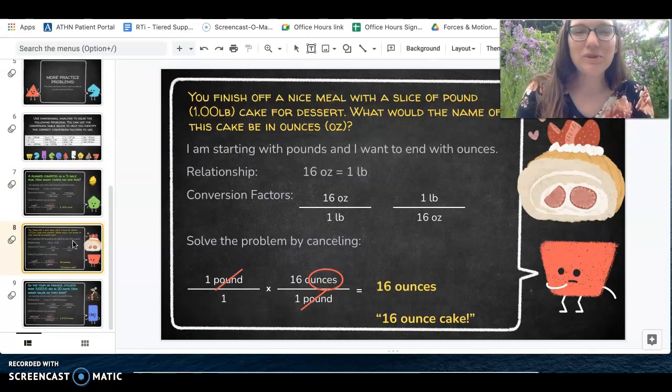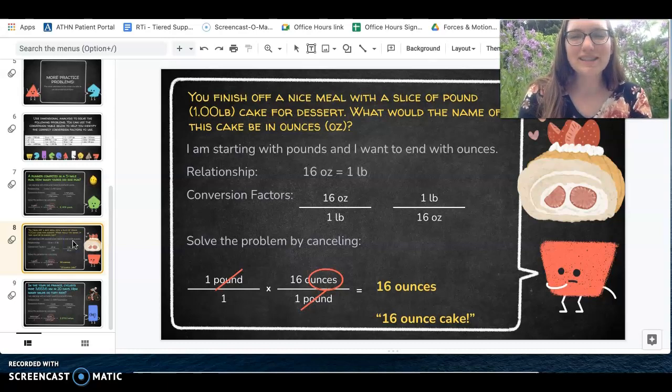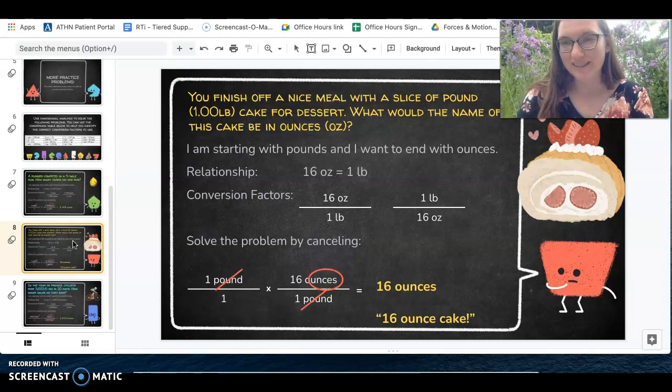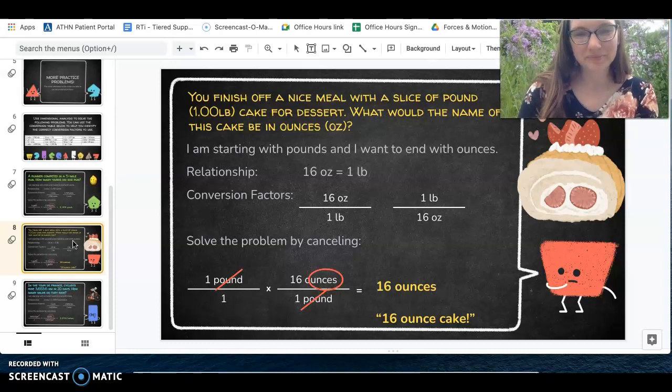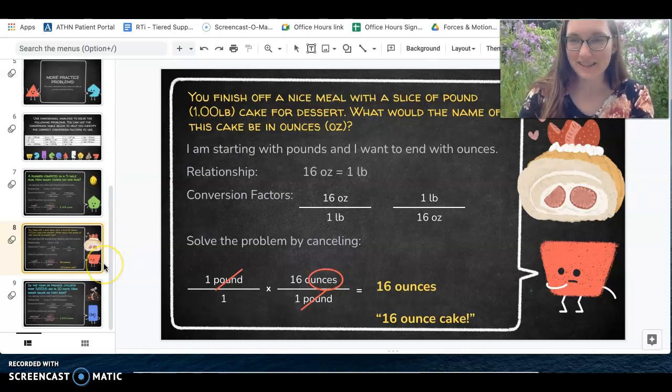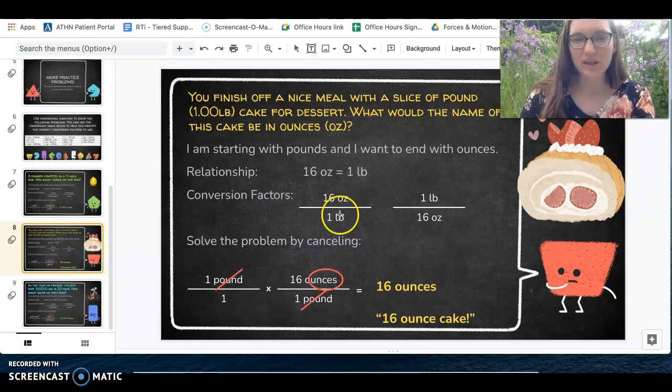So you finish off a nice meal with a nice slice of pound cake. Pound cake is named because it weighs a pound. It's like that thick. What would the weight of this cake be in ounces? So 16 ounces is the same as 1 pound. If we want to get rid of pounds and go to ounces, we could use a conversion factor that looks like this, 16 ounces over 1 pound. Or we could use a conversion factor that looks like this, 1 pound over 16 ounces.